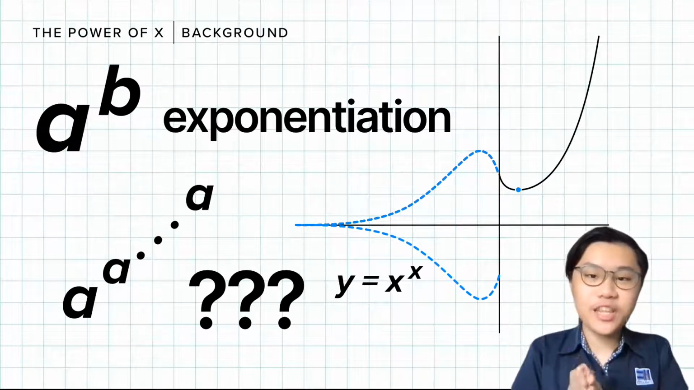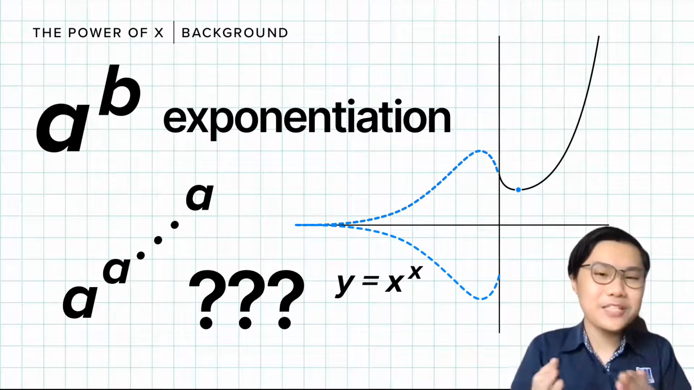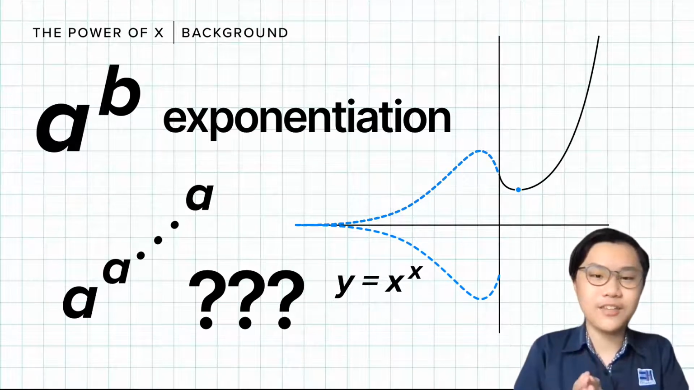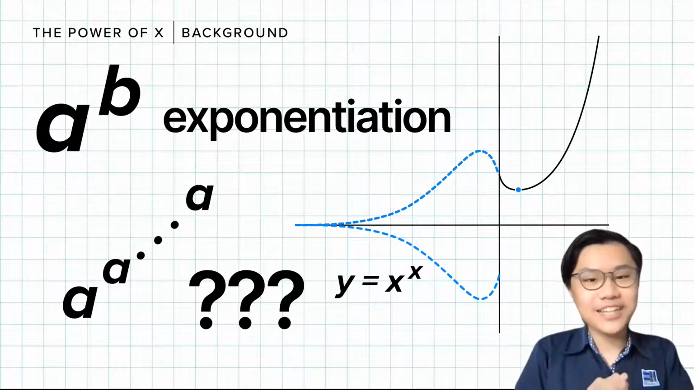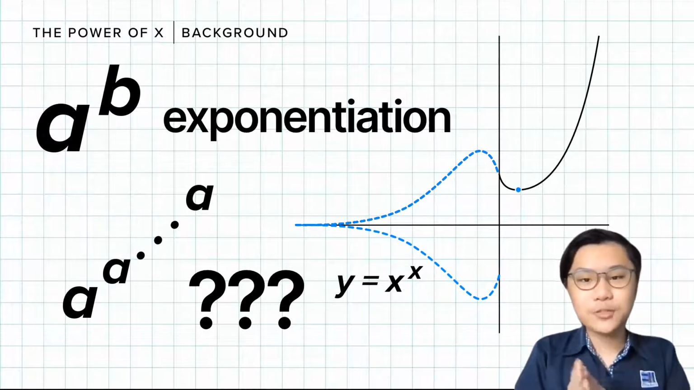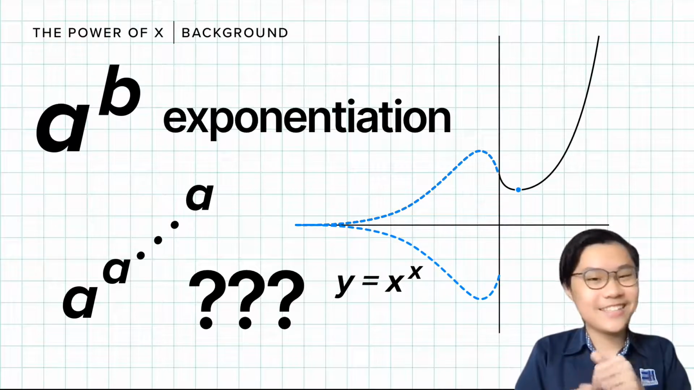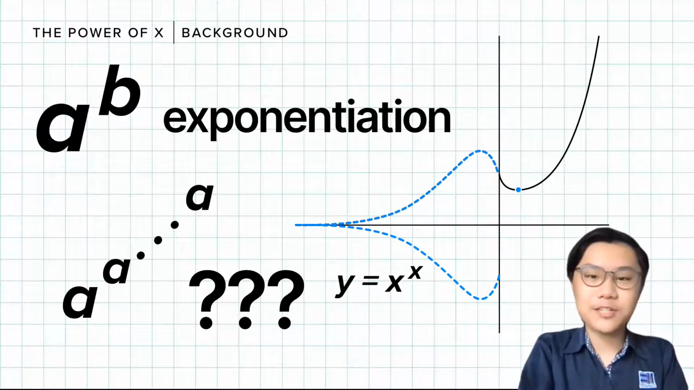Exponentiation is raising one number to the power of another. But what happens when you put a number raised to itself? And what if you do that over and over again? This funny looking curve may look like some complicated polynomial, but it's actually just y equals x to the power of x. And this is one of the 4 graphs that I am going to explain today.